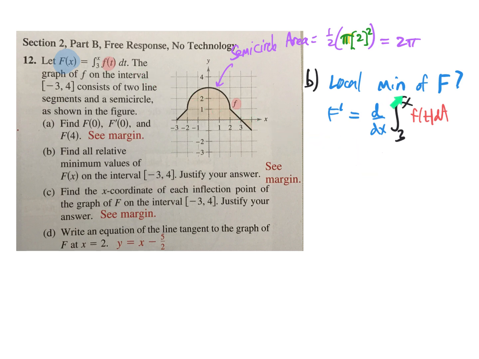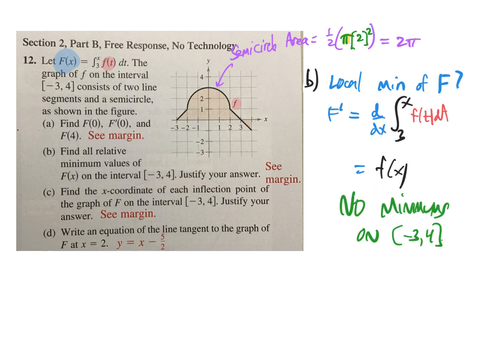All right, to search for the minimum then of big F, we're going to look for when the derivative of big F goes from negative to positive. We know that the derivative of big F by the second fundamental theorem of calculus is little f. So when does this function go from negative to positive? Well, it's positive here. The output of f is positive everywhere until here it goes from positive to negative. So it never goes from negative to positive, so there are no local minimums. And we should say no minimums on the closed interval from negative 3 to 4.